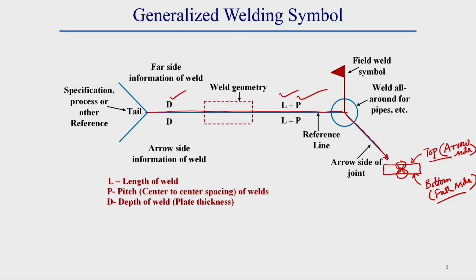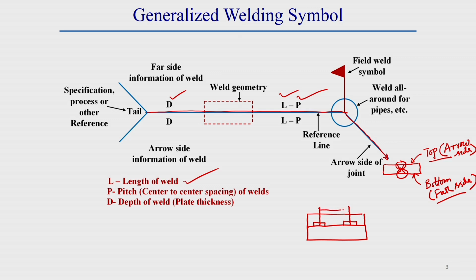In this middle region, the details about the welding geometry will be given. What welding geometry is, I will also show in subsequent slides. And what is L? L is the length of weld, that means how much length of weld we are doing, and P is called the pitch of weld. Pitch of weld means, say this is a plate where we have to do some welding. Let's say we do some welding here, after that we make a gap, and then here we do another weld. So pitch of weld means the center of this weld to the center of the next weld.